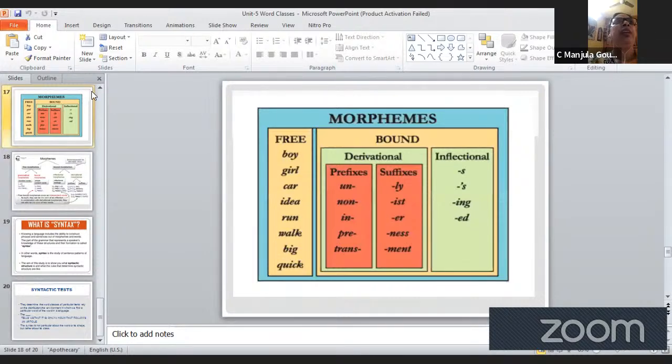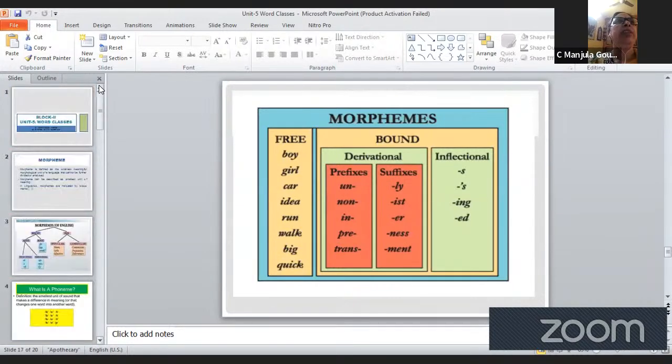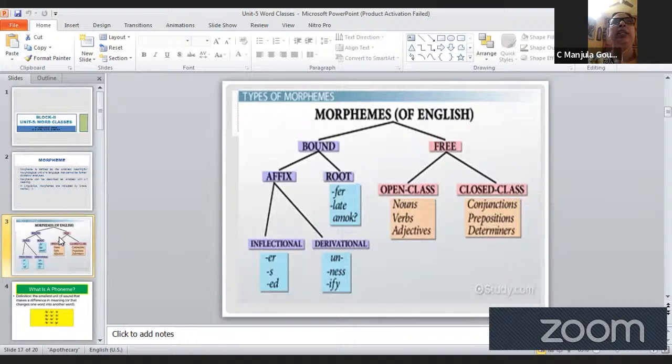Okay. Now let us go to the slide where we were speaking about this. Yes. Now we learnt about the open class and closed class. Under open class you have nouns, verbs and adjectives. Under closed class you have conjunctions, prepositions and determiners, which we'll do in detail later. And we have affixes here. The root words are also there, which we didn't do today, but we'll do later. In the affixes, we have inflectionals, that is er, s and ed, and derivationals un, s and in. These are a few examples that I've given over here. That's it.